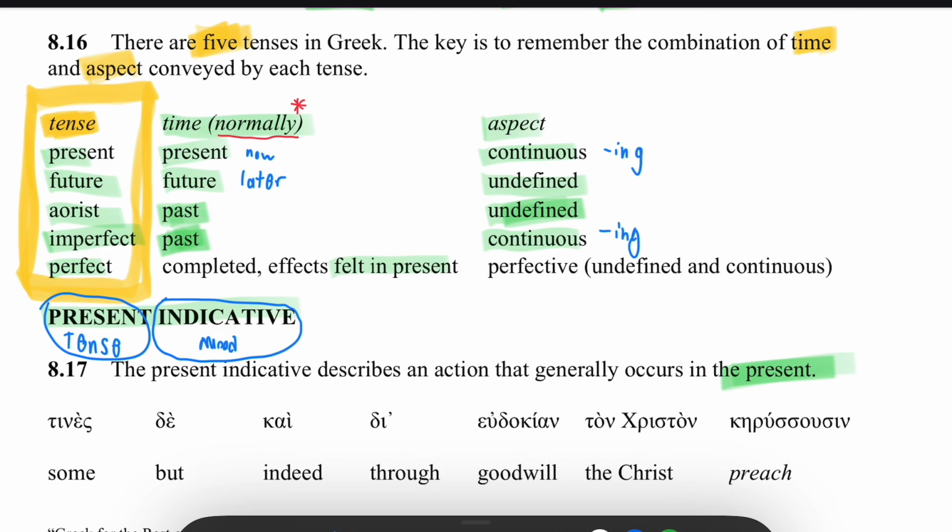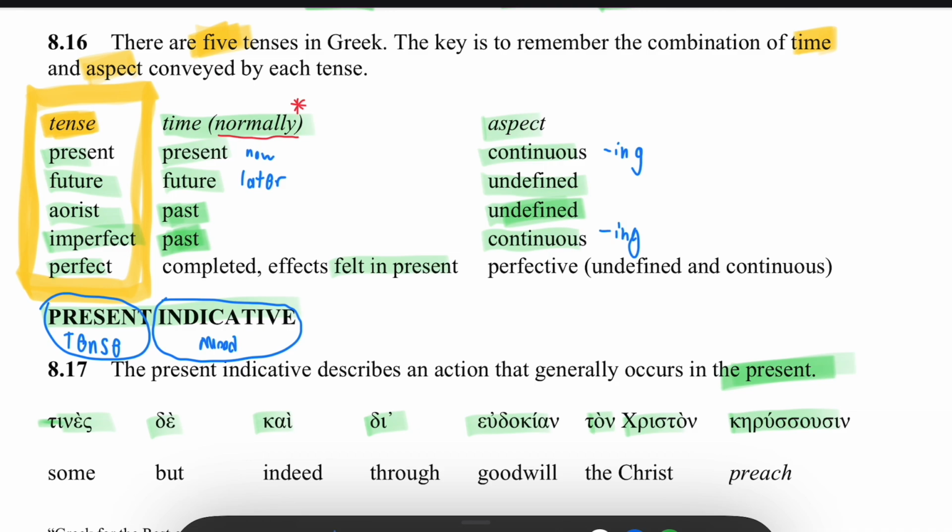This verse here, tines de kai di eudokian ton Christon kairususin. Some, but indeed, through goodwill, the Christ preach, or some preach Christ, indeed, through goodwill.